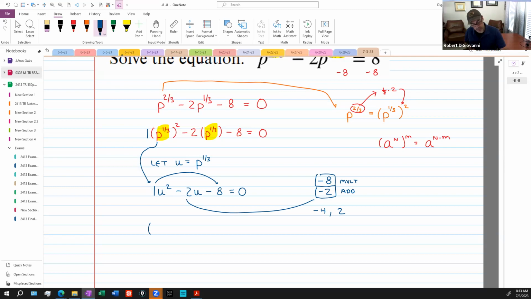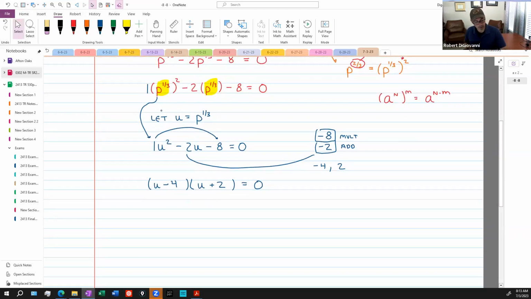And then I write my two sets of parentheses equals 0. And now I'm using the variable u. I do u minus 4, u plus 2. And now, because there's multiplication here between these, I set up two equations. On the first one, I just add 4 to both sides. And on the second one, I subtract 2 on both sides. Any questions here?